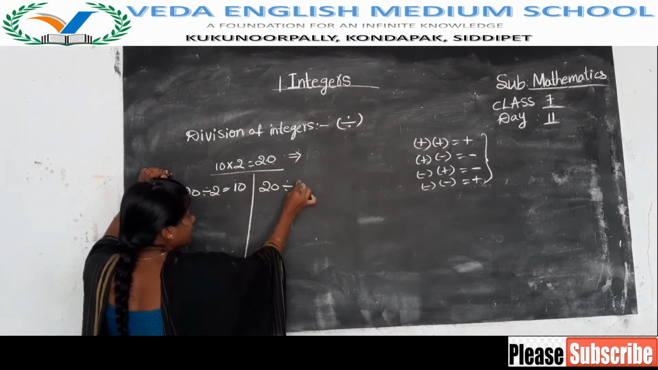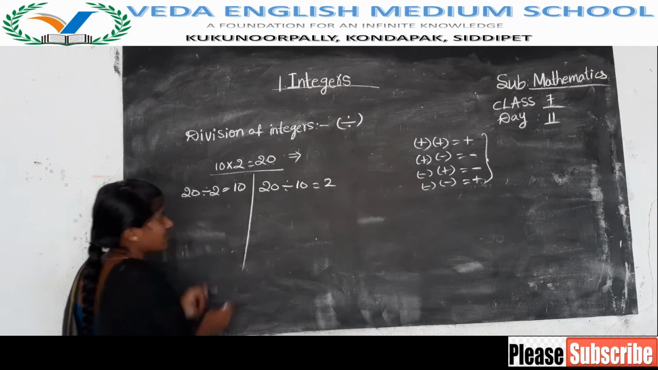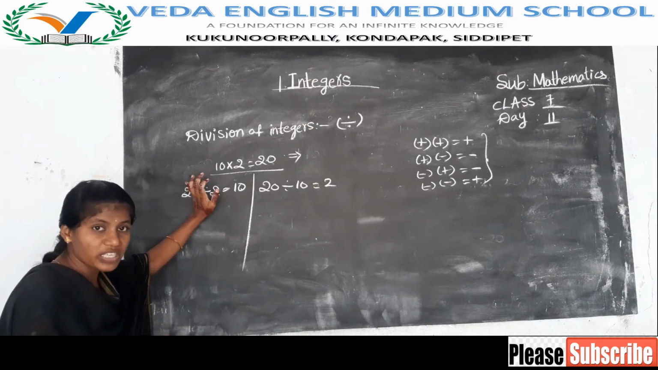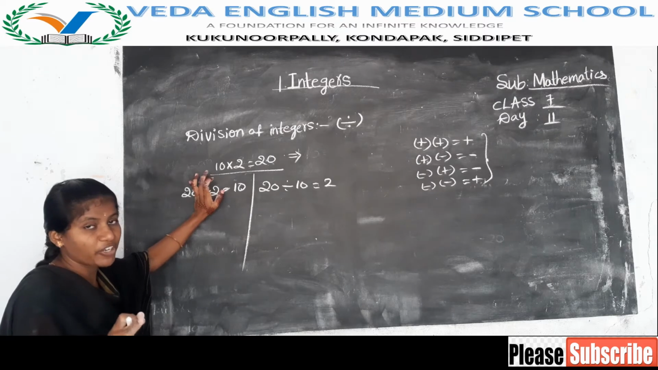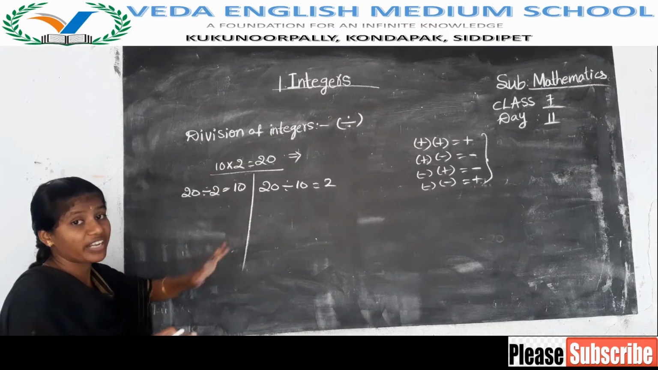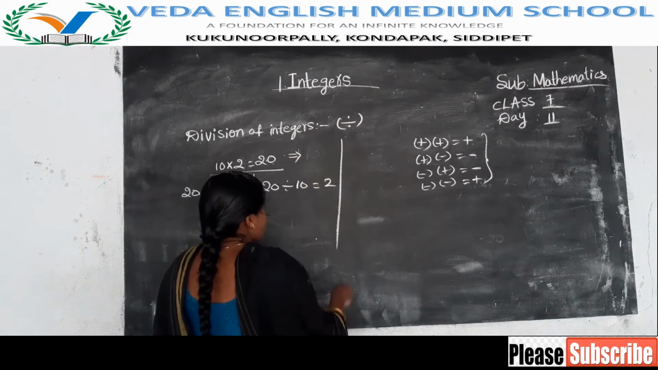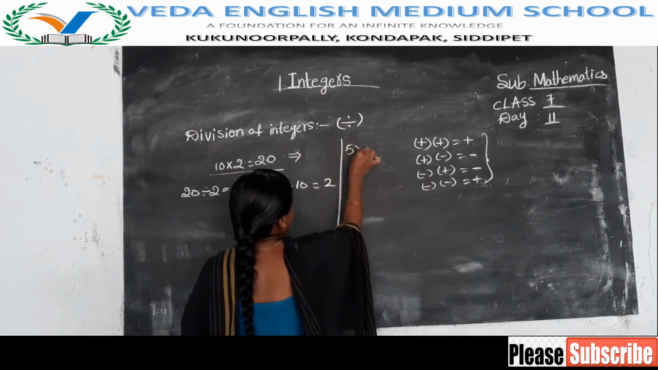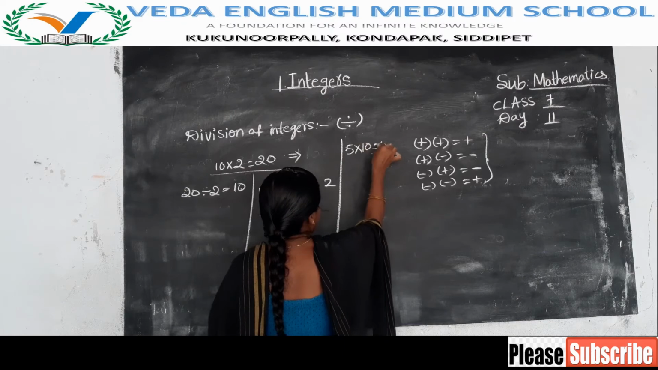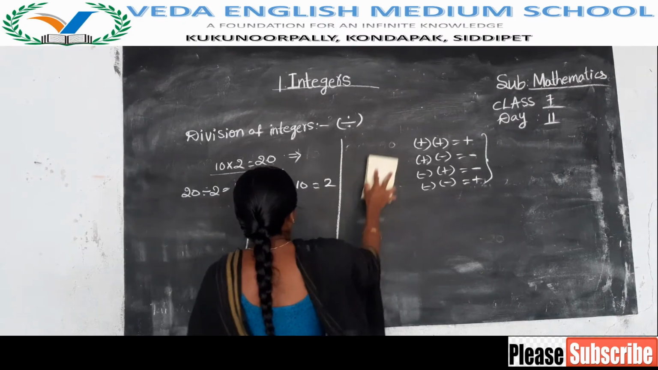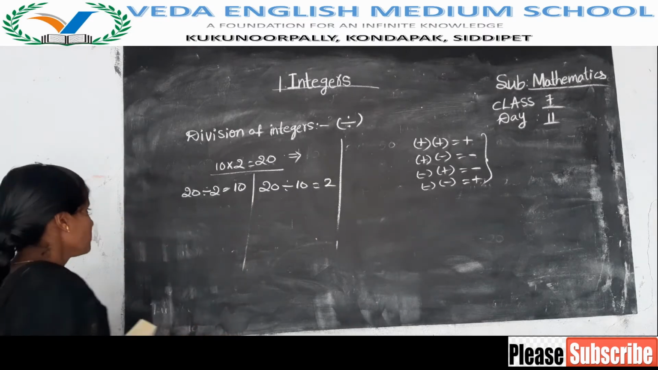20 divided by 10 gives 2, another division fact. Like that, you can write two division facts. By using one multiplication statement, you can write two division facts for any number. For example, 5 tens are 50. Otherwise I will take more ones here.